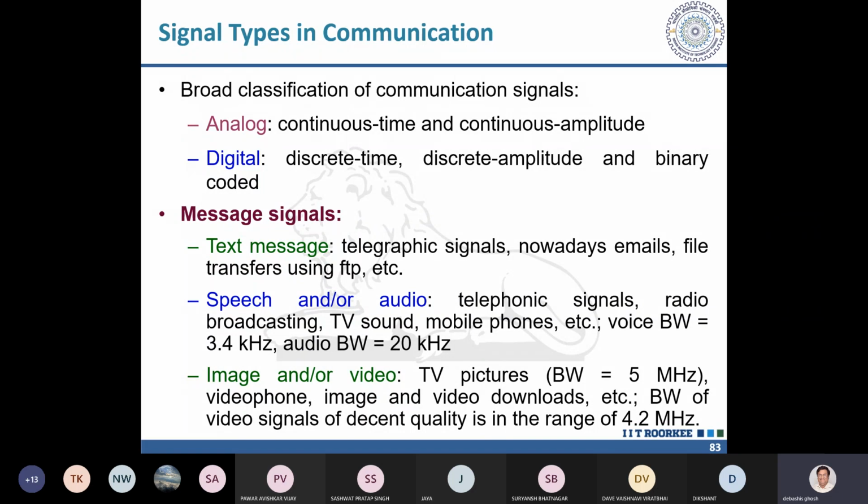Image and video, as we said many times, TV pictures, video phone, also use image and video downloads. That is what you are downloading nowadays in your computer. So they are also image and video signals. In TV we use 5 megahertz bandwidth, although up to 4.2 megahertz is good enough, but we go for a better one.